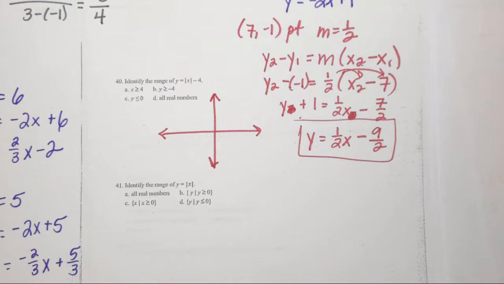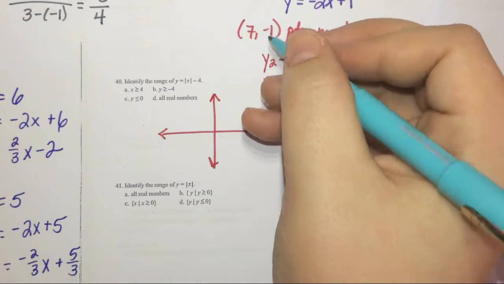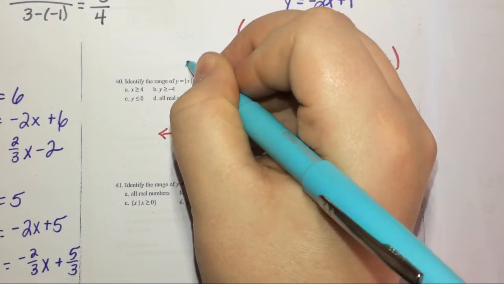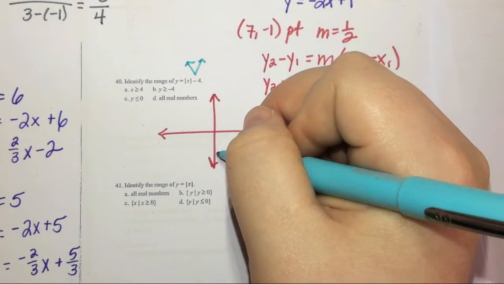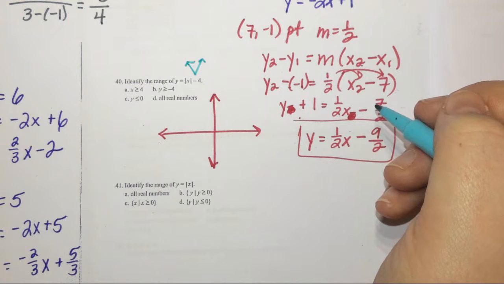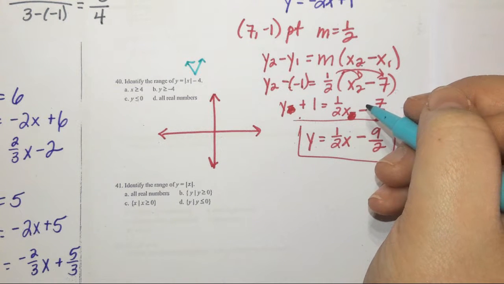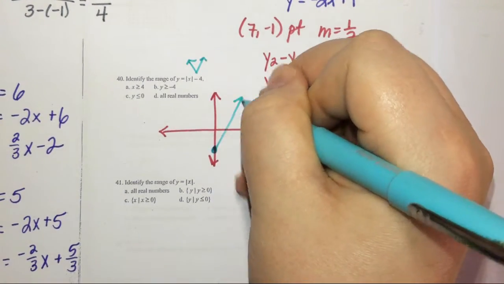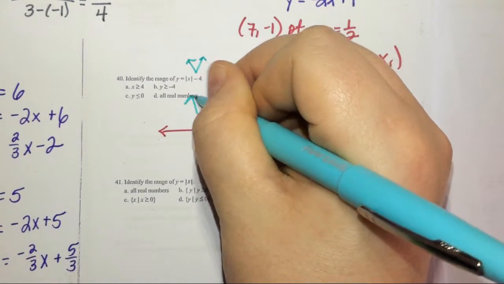Absolute value, what letter of the alphabet does that look like? Yes, no, quadratics are U. What we've been doing the past like month is a U. Absolute value is a V. And then the minus 4 makes me move down 4, because on the outside it makes me move down 4. So my graph looks like this in blue.